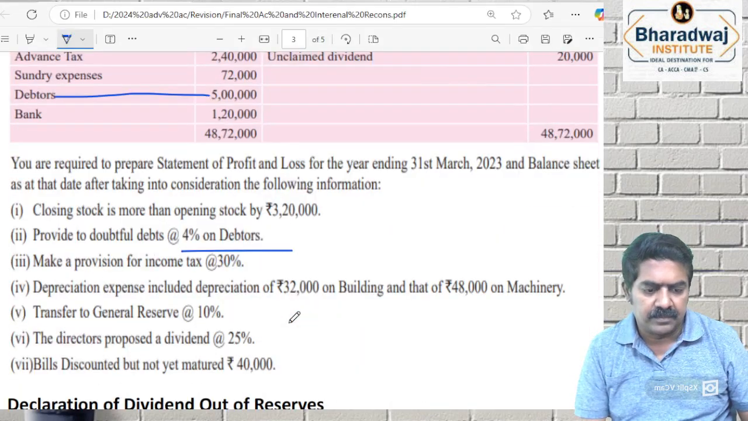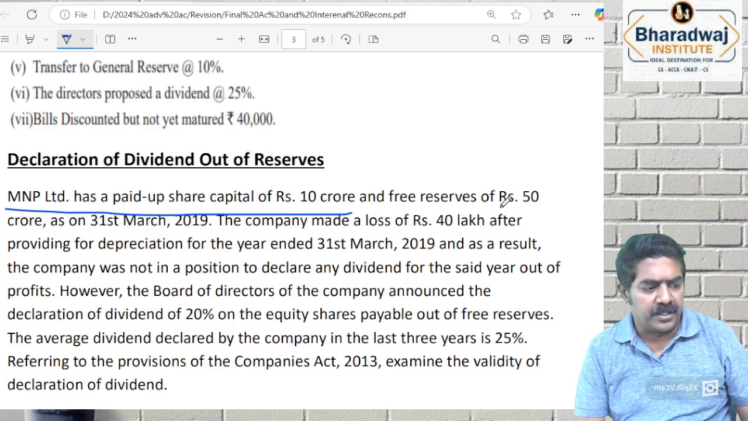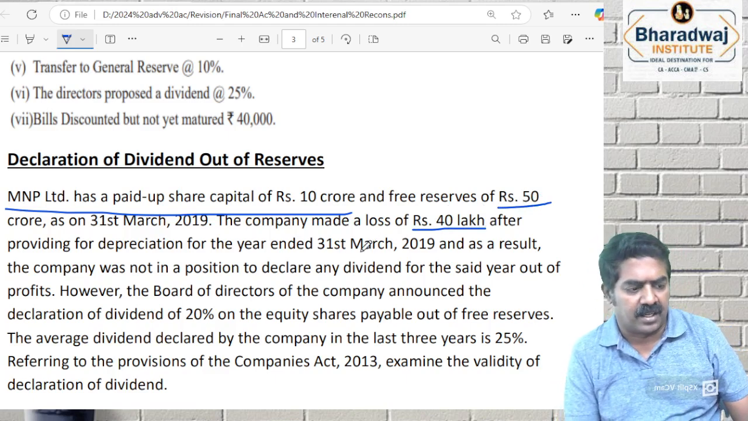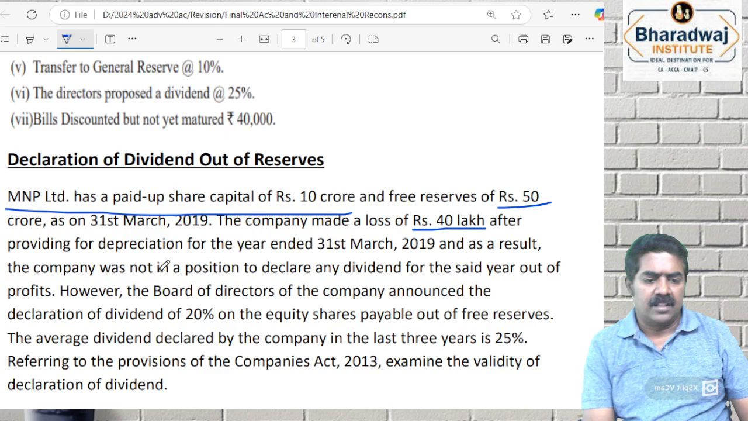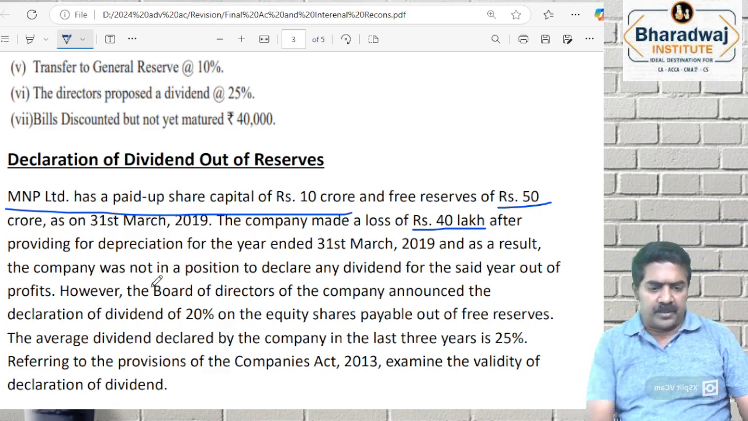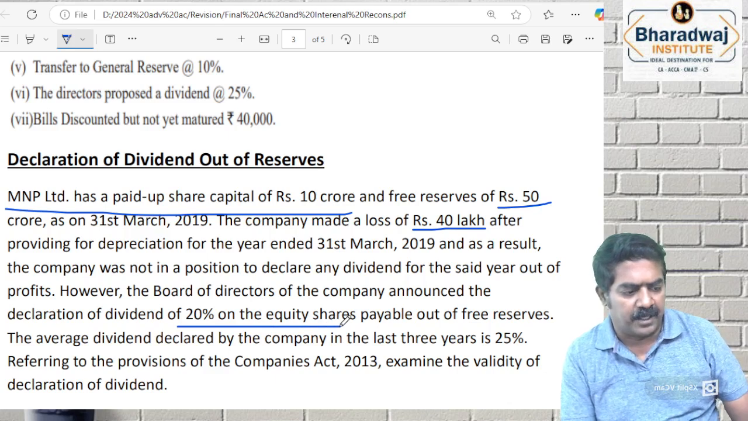This question. MNP Limited has paid up share capital of 10 crore. Free reserves 50 crore. The company made a loss of 40 lakhs after providing for depreciation for the current year. As a result, the company was not in a position to declare the dividend out of the profits. However, the board of directors of the company announced a declaration of 20% on equity shares paid out of free reserves.